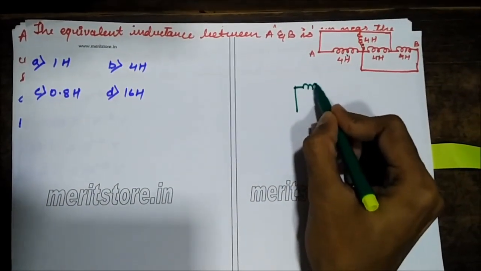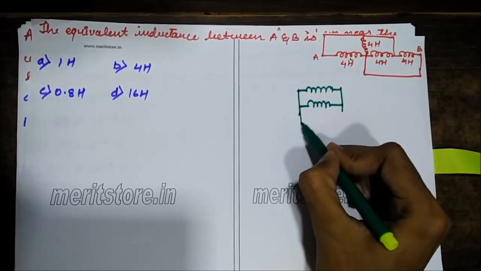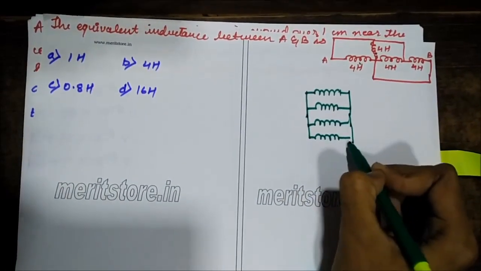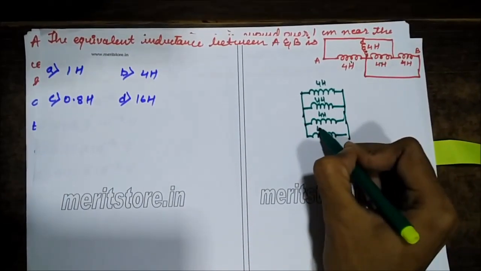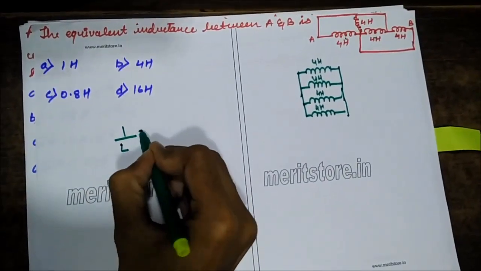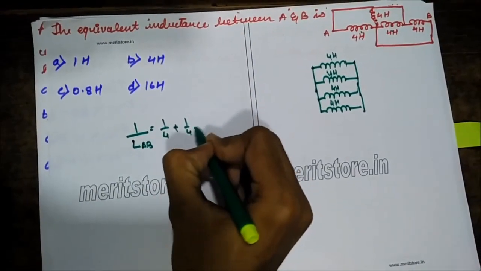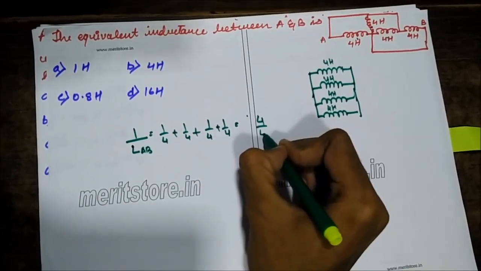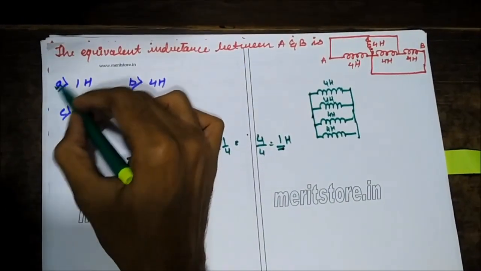So if we draw a diagram of those inductances, we can connect them in parallel, just like the series we had, now we have inductances in parallel. All of them are 4 henries. We'll use the same formula as for resistances in parallel, that is 1 upon the total inductance L across A and B equals 1 upon 4 plus 1 upon 4 plus 1 upon 4 plus 1 upon 4, that gives you 4 upon 4, that is equal to 1. So 1 H will be the answer, that is option A, 1.